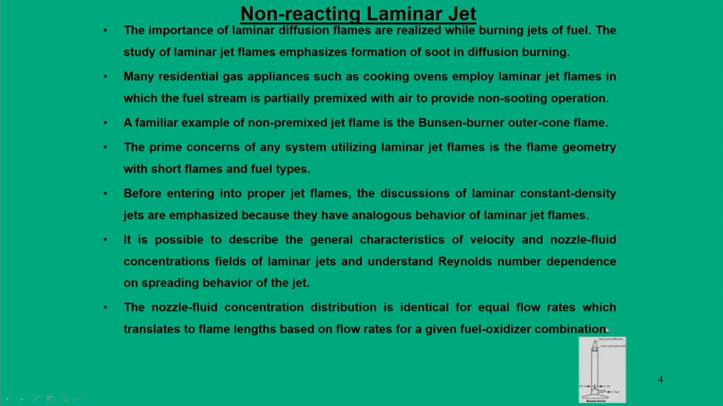A typical example we can see is the Bunsen burner flame: the outer cone is the diffusion flame, whereas the inner cone is mainly the pre-mixed flame. Now, when you deal with pre-mixed laminar flame, the treatment was different. When you deal with diffusion flame, there are some other issues. It comes as a jet, and when the fuel comes out from the nozzle or fuel injector, it tries to spread and diffuse with respect to air.